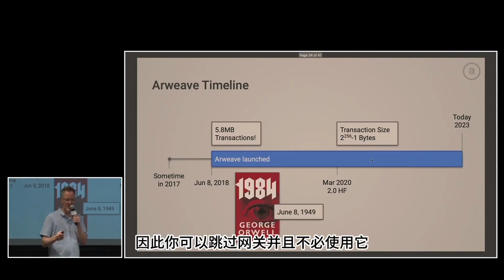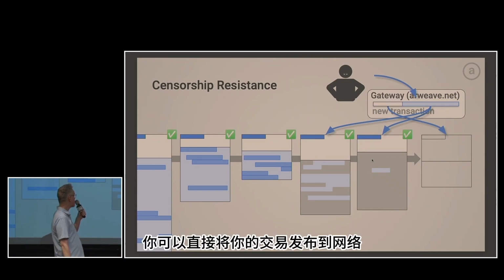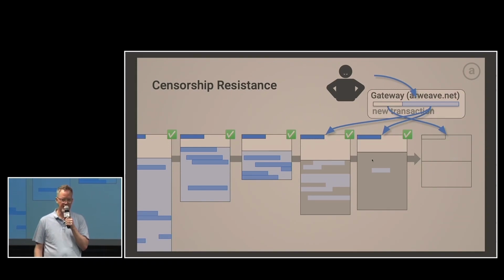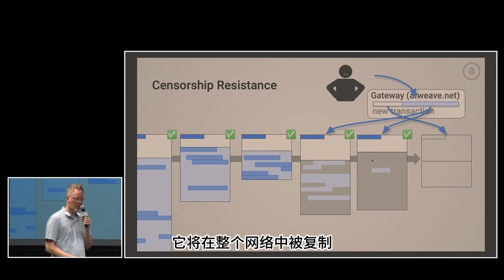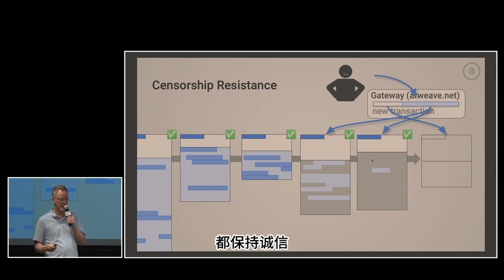And you can skip the gateway. You don't have to use it. You can just post your transactions directly to the network, and once they're included in a block, you can add the data, and it'll be replicated around the network. So this is really important because it keeps gateways and services built on top of Arweave honest.